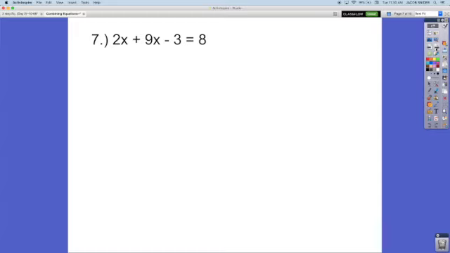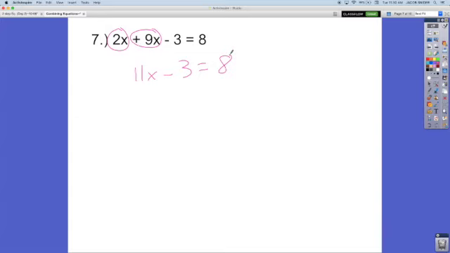Okay, now, here we go. So let's combine what looks alike first. Okay, so I got 2x plus 9x. Those look alike. So 2 plus 9, I have 11x. Now I just copy everything else down like normal.